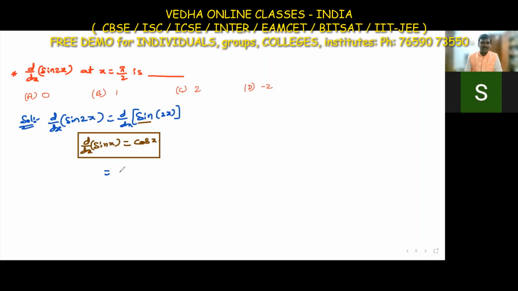Then we get cos of 2x. But in place of x, do we have x or any other function? We have some other function, that is 2x. So d by dx of 2x, don't forget the internal derivative. We have to differentiate that also. Now this equals cos 2x as it is, and after that, 2 into d by dx of x, which equals 1. Here we used d by dx of x equals 1.